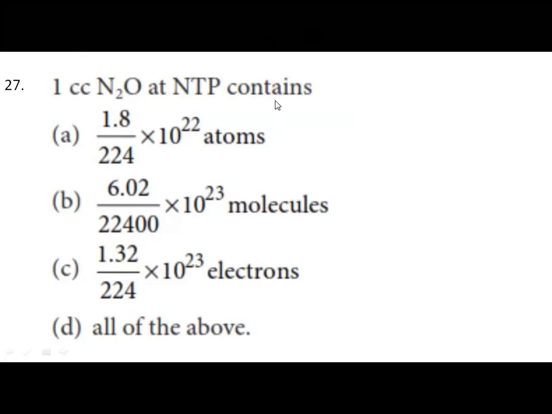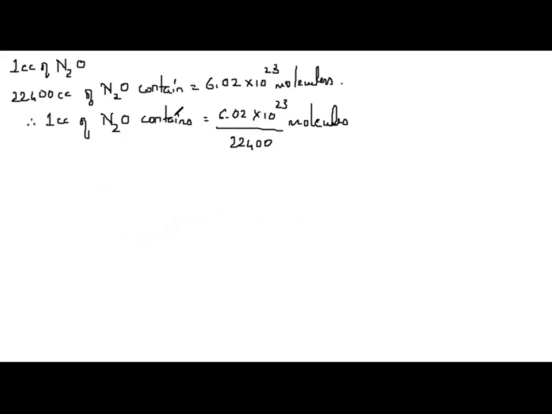One is in the form of molecules. There are atoms and electrons given. So let us see in the other cases also. This is in terms of molecules. If they're asking in terms of atoms, just find how many atoms are there in the given compound. 2 atoms of nitrogen, 1 atom of oxygen. So there are 3 atoms, correct?